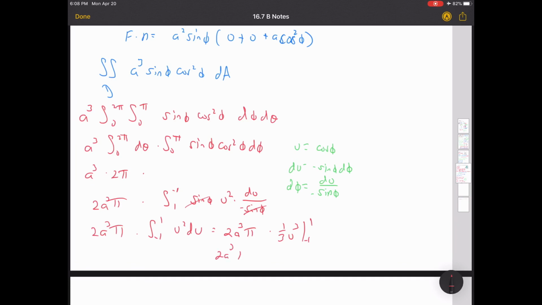So 2a cubed pi. Plugging in a 1, we get 1/3. Minus plugging in negative 1, we get negative 1/3. So that's going to give us 2/3 on the inside. Multiplying that by the 2a cubed pi, we get 4a cubed pi over 3. And that is the flux coming out of this sphere given the force 0, 0, z.